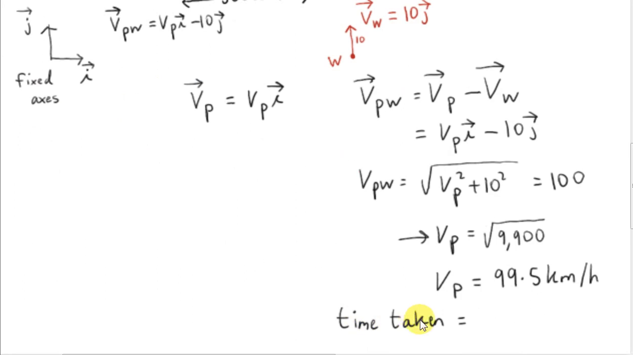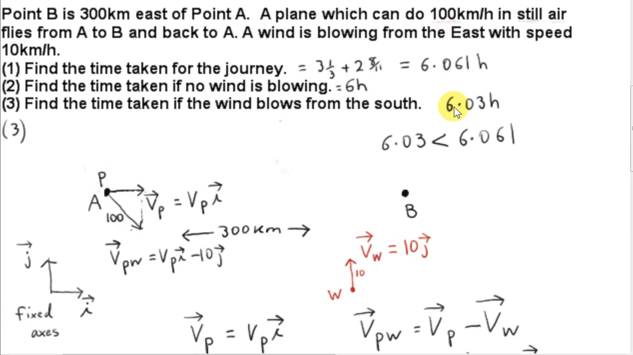So if we want to get the time taken for the entire journey, we divide the entire journey, which is 300 plus 300, 600 kilometers, by the speed for the entire journey. So the speed is constant for the entire journey. This works out to 6.03 hours. So notice that the time taken if the wind blows from the south is actually less than the time taken if the wind is blowing from the east. In both cases the wind speed is 10 kilometers per hour.